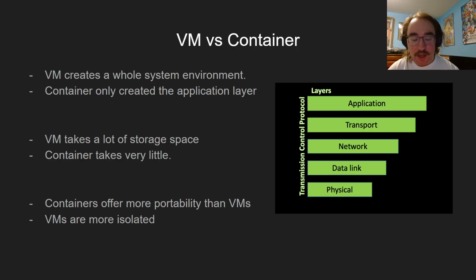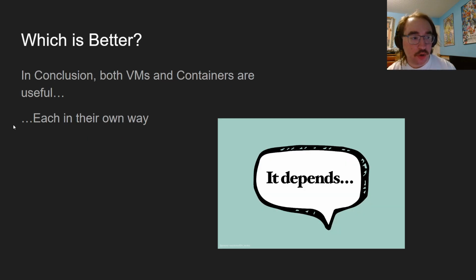Creating an entire system is much more isolated than a container would be. However, because a container is only really operating on the application layer, it takes up a whole lot less space than a virtual machine. Containers are also more portable for this reason. They take up a lot less space, so they can fit on a much smaller drive, while virtual machines generally take up exponentially more space than a container would. However, they are a lot more isolated as a result, having an entire system to themselves, whereas containers are borrowing assets from the host system.